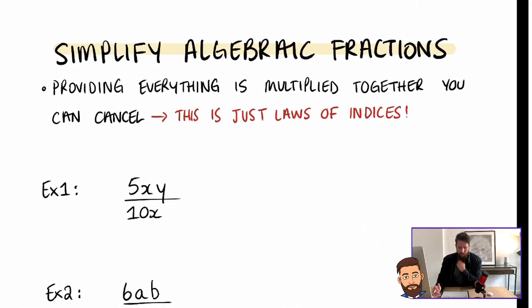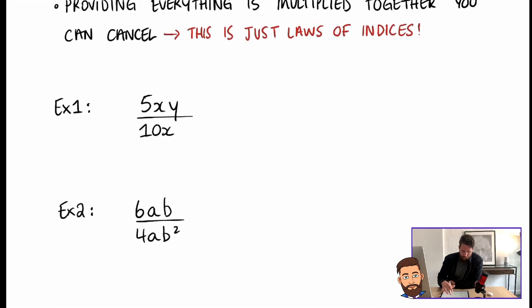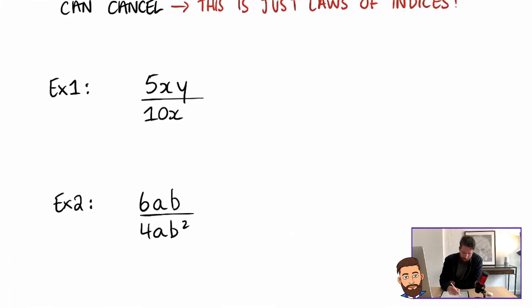Well, this works providing everything is multiplied together. You can cancel, and we've seen this, but this is just laws of indices. So we've already looked at laws of indices over the course of 2 lessons, and it's basically that. As you can see, example 1, everything's being multiplied together. You've got 5xy, that means it's all times together over 10x. That's all times together, so we can just cancel here.